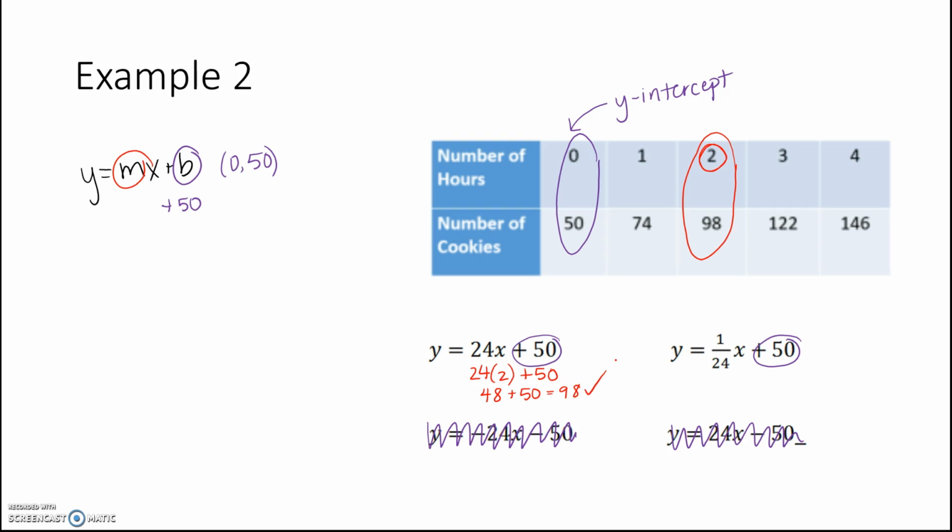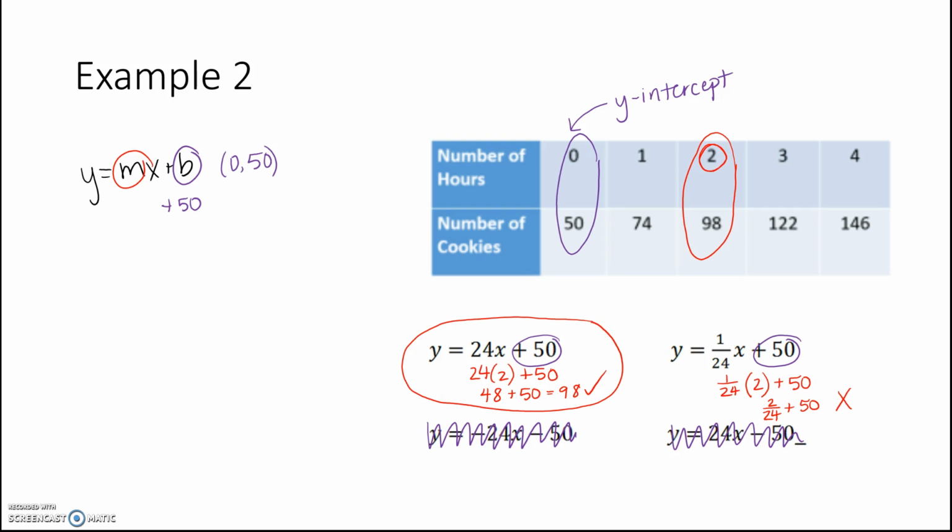That one checks out. If I did it the other way, let's see, 1 over 24 times 2 plus 50. So that would be 2 over 24. So that's a fraction plus 50. So that's not even 51. So that definitely does not get us to 98. So this here is our equation. Y equals 24x plus 50.